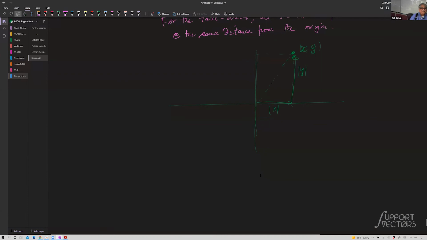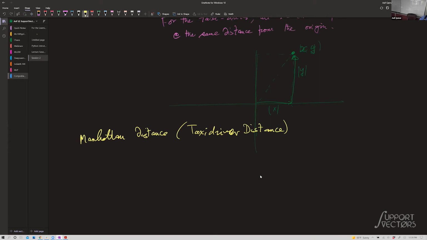So let me summarize what we just said. For circle, for Manhattan distance, taxi driver, and literally these are the words used in mathematics. In literature, in machine learning books, you'll find these words being used. Distance is X plus Y, the absolute value of the displacements. Isn't it? X displacement, Y displacement along X and Y.